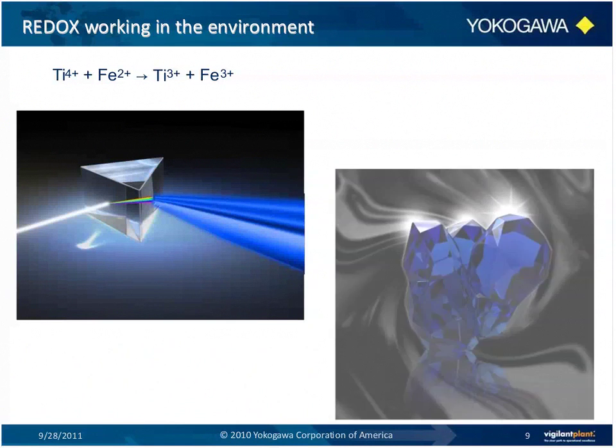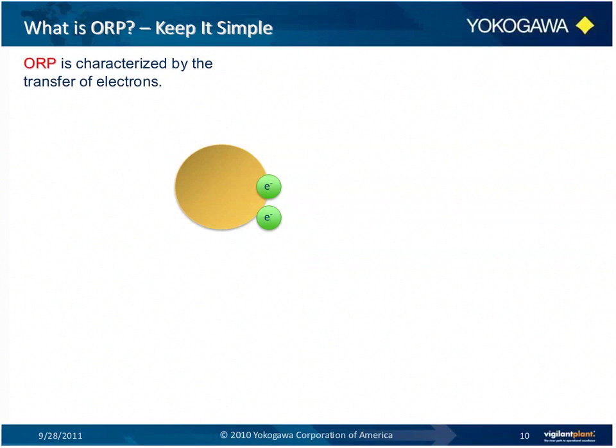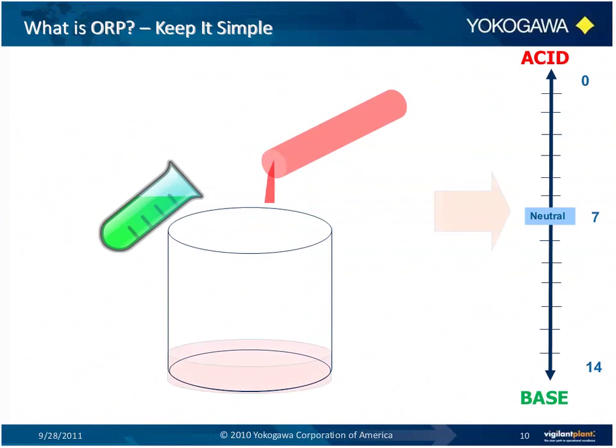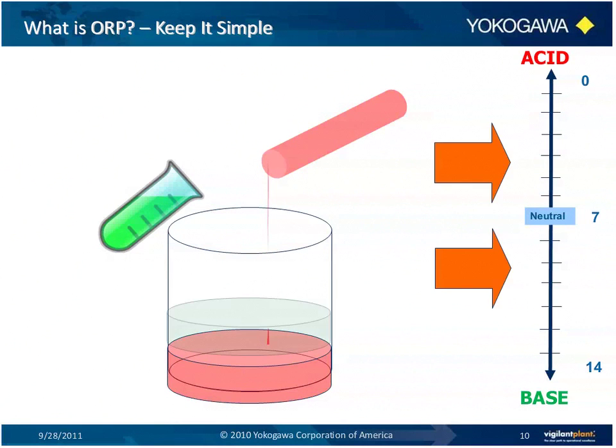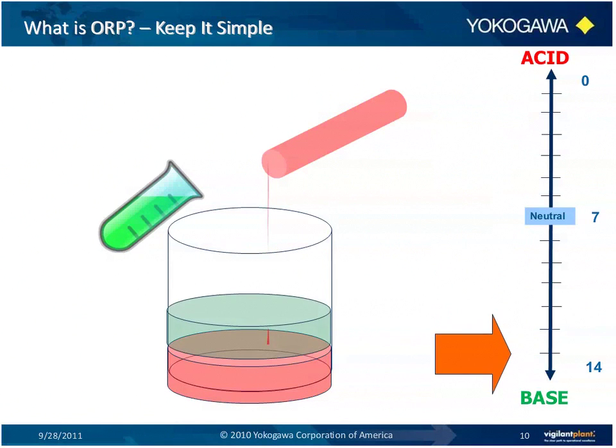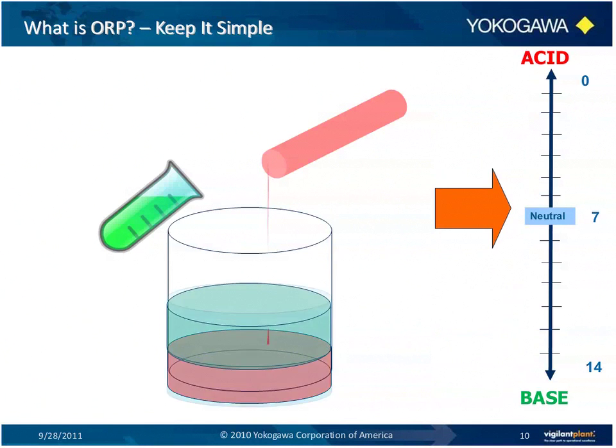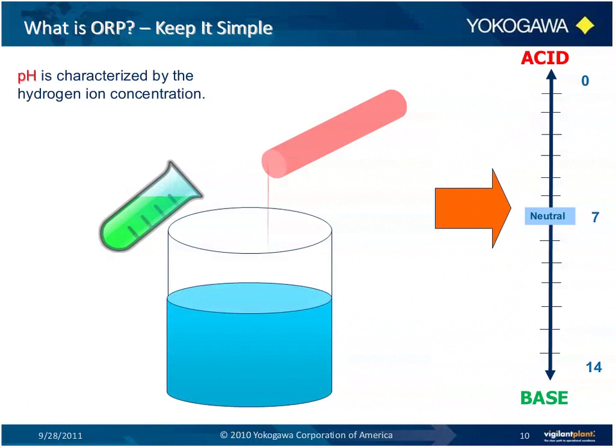So you could say that a simple working definition for ORP is a solution's capacity for electron transfer, known as oxidation or reduction, that's given in millivolts. ORP is similar to pH in that pH indicates how acidic or basic a solution is based on the hydrogen ion activity within the solution, and the ORP indicates the reduction oxidation status of a solution based on the collective electron activity within that solution.